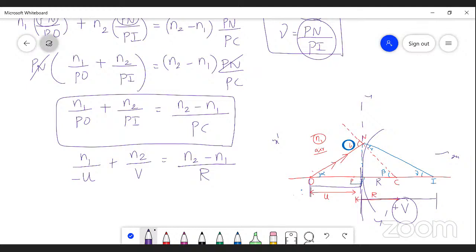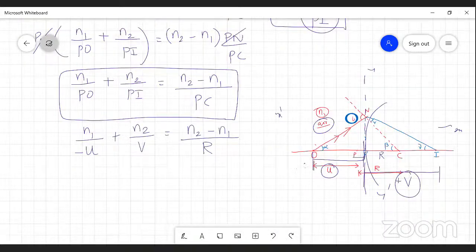So PO is the object distance. The object distance value is negative according to sign convention. PI is the image distance. This image is formed on the other side, because the light is incident on the surface going from rarer to denser medium. After refraction it bends towards the normal and meets at the point I. So the V value is positive. That's why the equation should be rearranged.